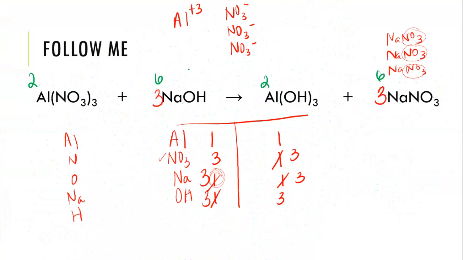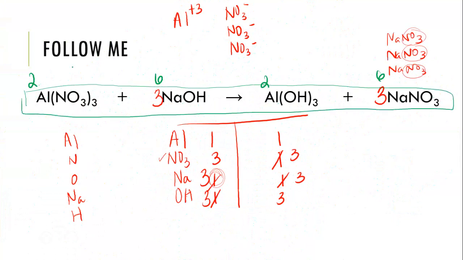It is balanced, but our coefficients have to be in a lowest whole number ratio. So if you catch yourself doing that, and I see that 2, 6, 2, and 6, they're all divisible by 2, the correct answer is this bottom one. The coefficients are 1, 3, not 2, 6.